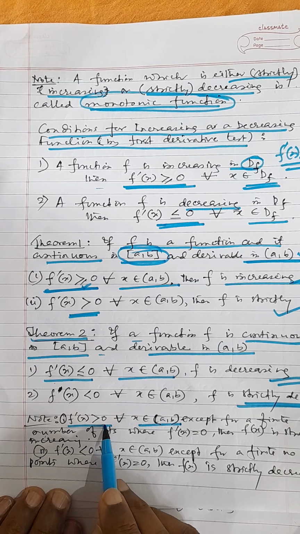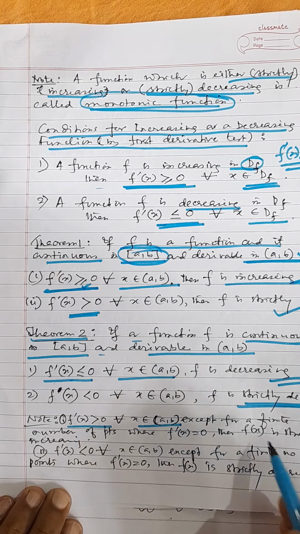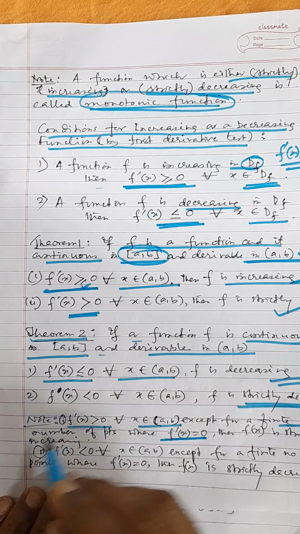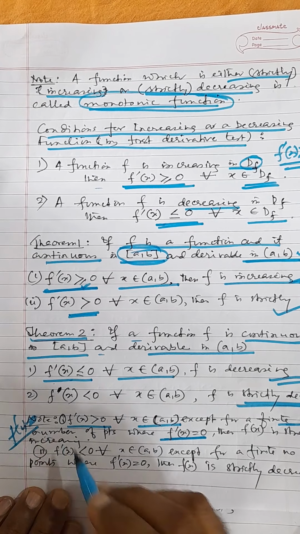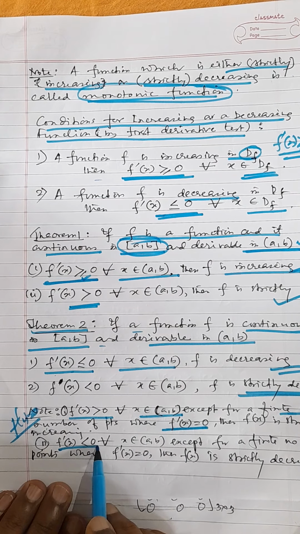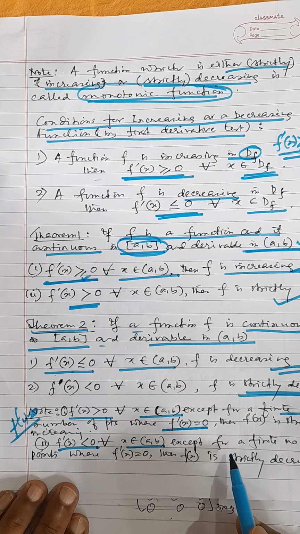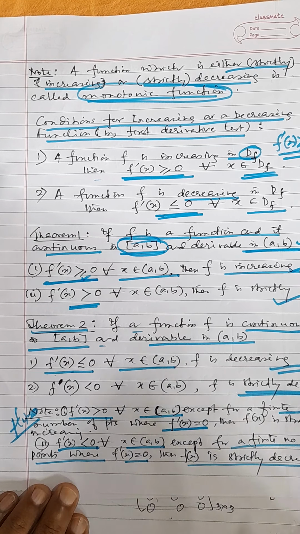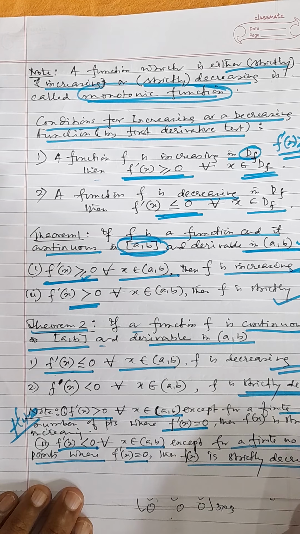Note: if f dash x is greater than 0 for all x belonging to a comma b, except for a finite number of points where f dash x is equal to 0, we solve this equation, and except at the values of x we get, the function is increasing. At those points it is neither increasing nor decreasing. Similarly, if f dash x is less than 0 for all x belonging to a comma b, except for a finite number of points where f dash x is equal to 0, then f x is strictly decreasing. These two points you have to remember.